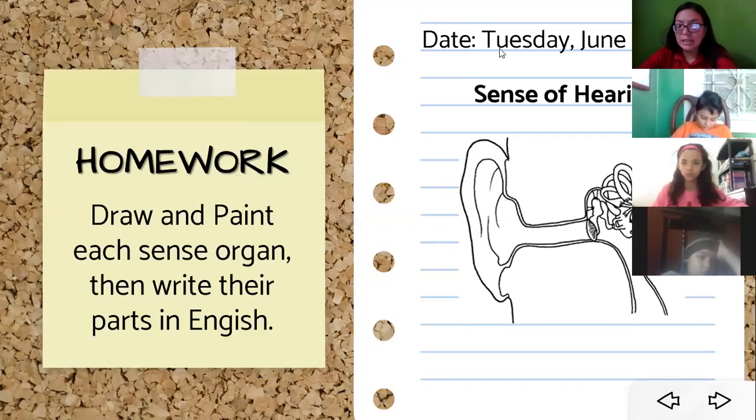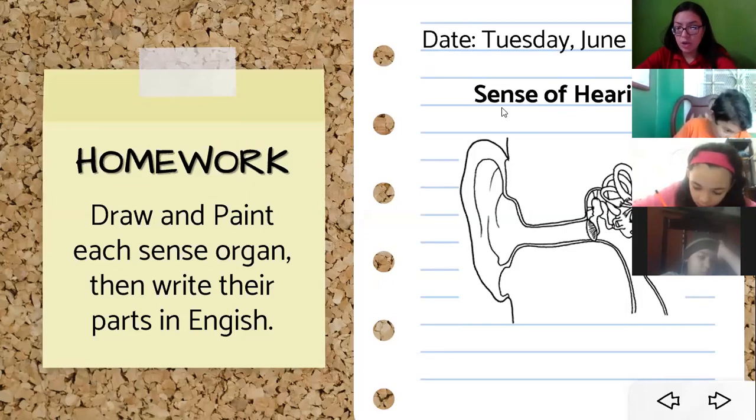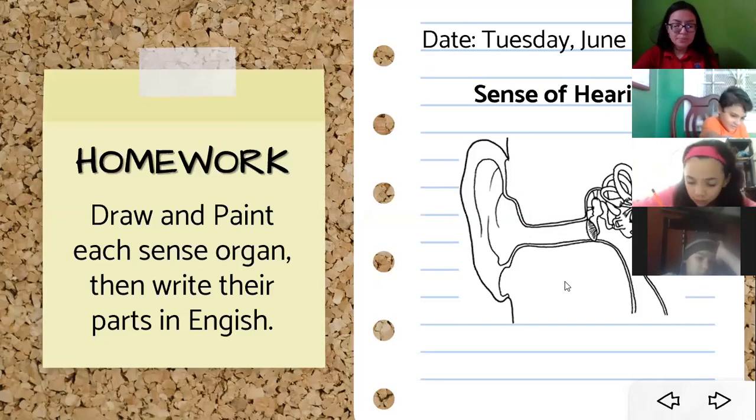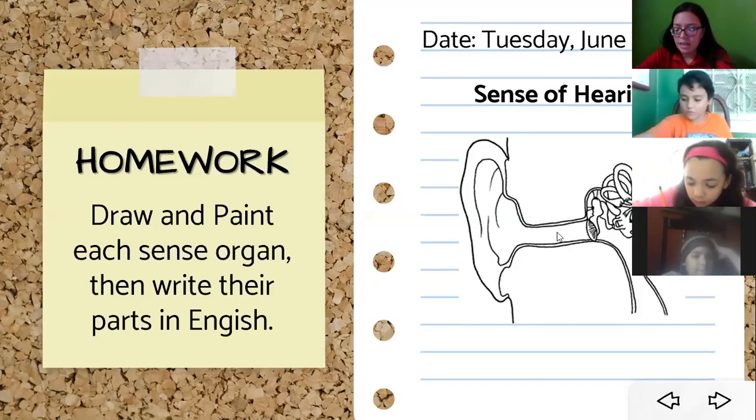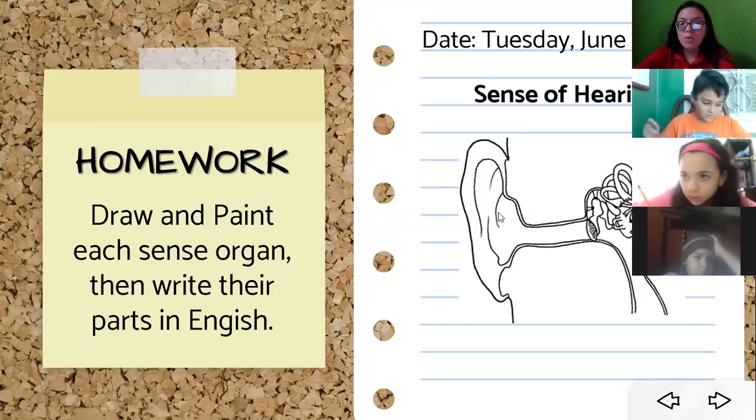Remember, write the date, Tuesday, June 9, 2020. And then in each organ, you have to write sense of hearing, for example. And over here, you are going to make the drawing, and then you are going to write the parts. You are going to write outer ear, internal ear, middle ear. So that is the homework that you have to work on at the end of this class.